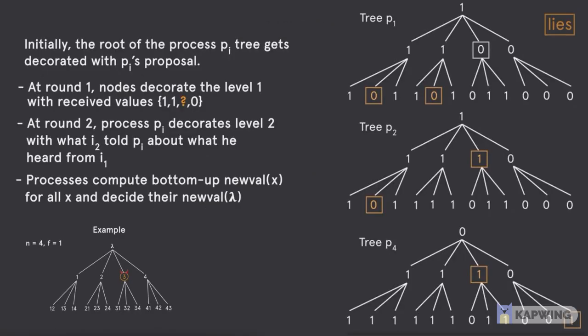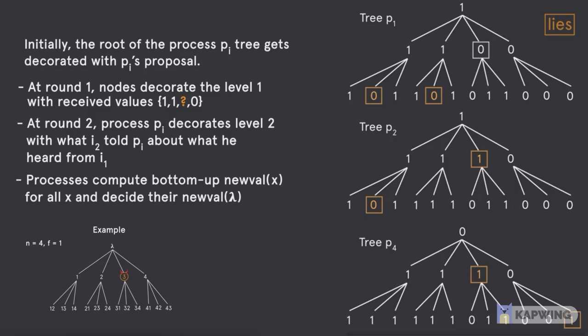Let's say that each of our processes proposed values 1, 1, 0, 0 respectively. To see how this algorithm runs, each process starts by decorating its root with its proposal. Here we ignore P3's tree, as P3 is Byzantine and may act arbitrarily regardless of the information it stores anyways.